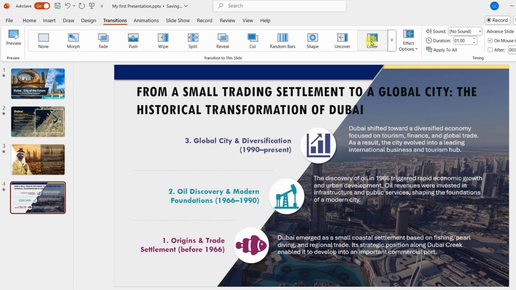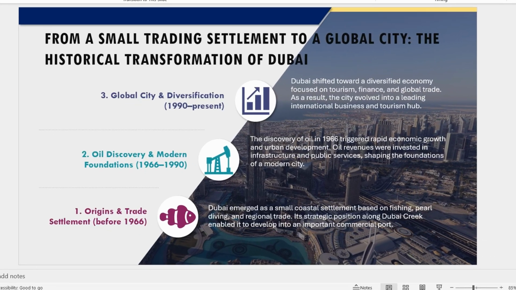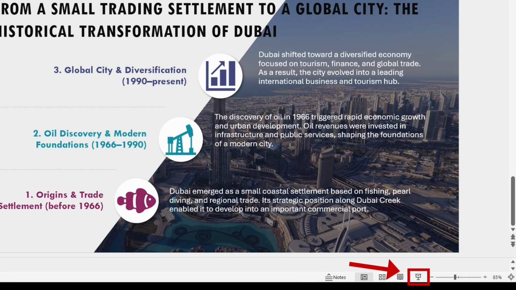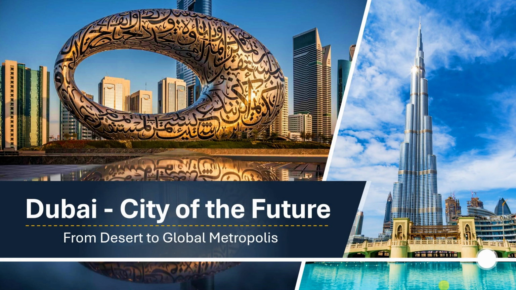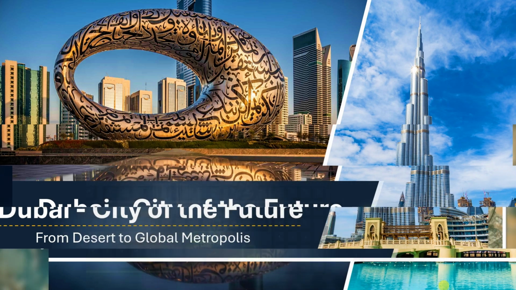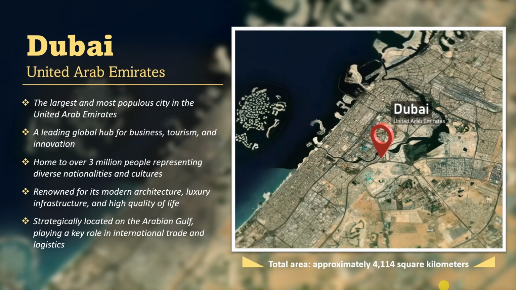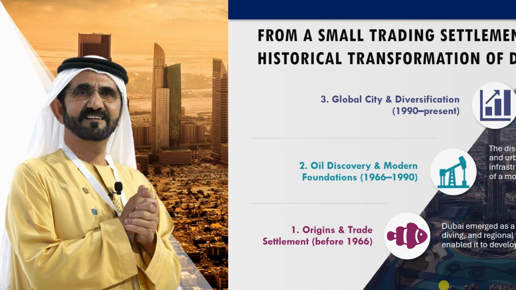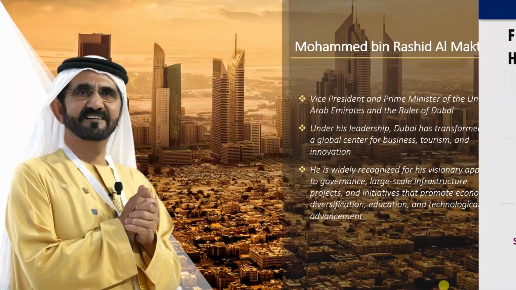If you want to see how everything looks in full screen mode, you need to start the slideshow. There are several ways to do this. You can click this icon or press the F5 key. You can move between slides using the left mouse button, as well as keys such as Enter or the spacebar. You can also use the arrow keys or set up an automatic slideshow, which I'll talk about a bit later.